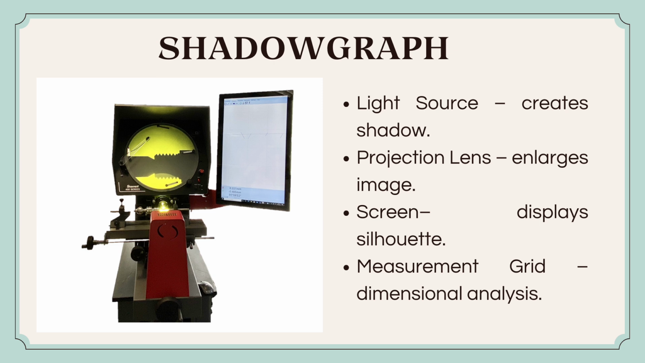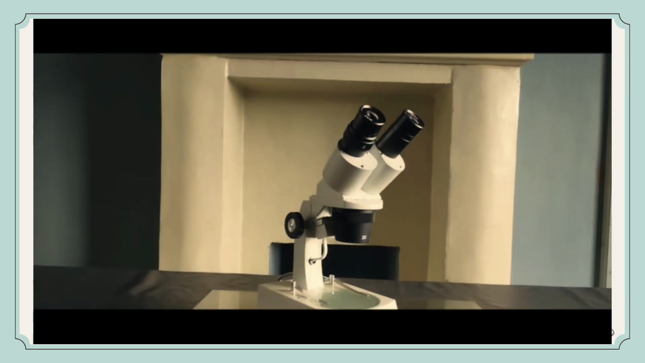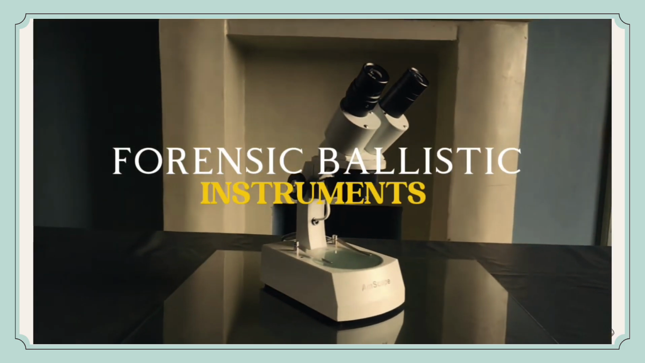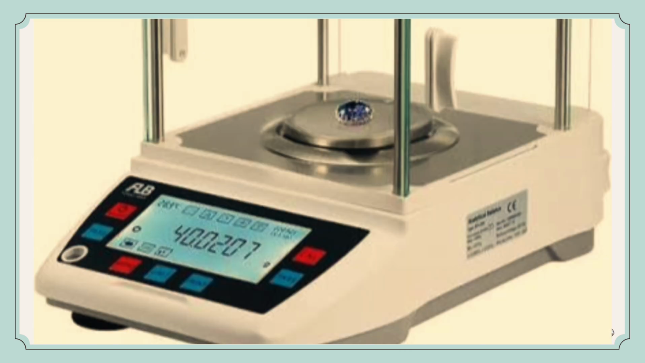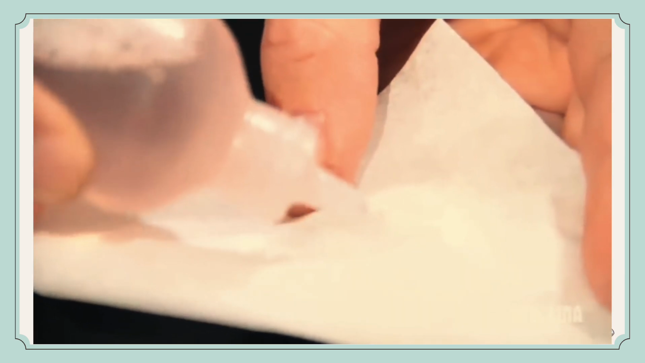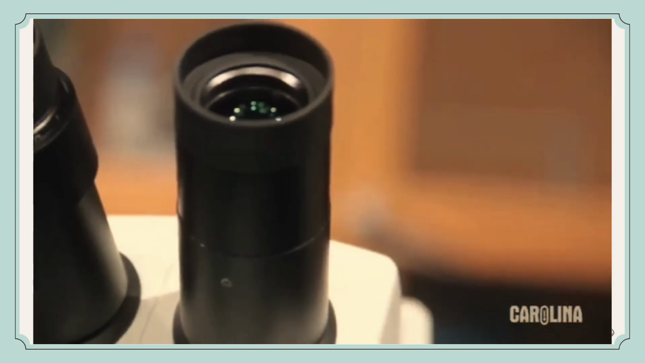And its function is to project a highly magnified shadow image of the evidence item onto a large viewing screen. Overall, the various forensic ballistic instruments, such as the bullet comparison microscope, stereoscopic microscope, comparison projector, recovery box, etc., work together to form a complete and reliable system for firearm and ammunition examination.